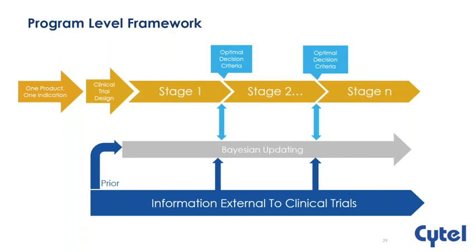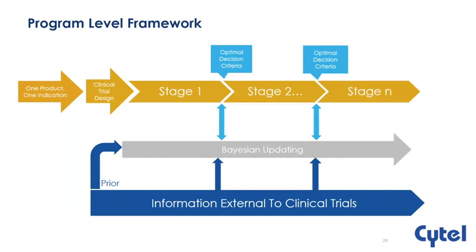This is the approach that, in my opinion, companies should be taking, looking at their programs. So you look at your program comprehensively. In this case, we're still talking about one product, one indication. You design your trial, but you have different stages. They can be different phases, or they can be stages between interim analyses, because you can have a number of interim analyses at each stage of development. You have internal information from your clinical trials, but you have external information that first influences your prior belief about the success of your trial, and it changes over time.